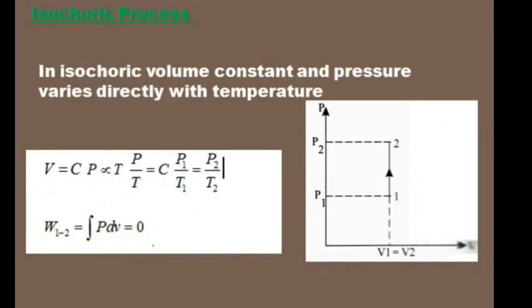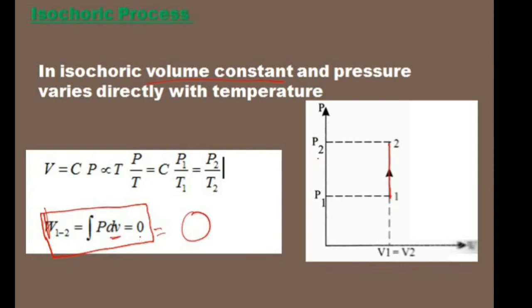Now we'll move to the isochoric process. Isochoric process means the volume remains constant. A constant volume process is known as an isochoric process. If you look at the PV diagram, this will be a straight line because the volume remains constant. Always remember, the work done for a constant volume or isochoric process is always 0, because in P dV, the dV term will be 0. So this will be 0.